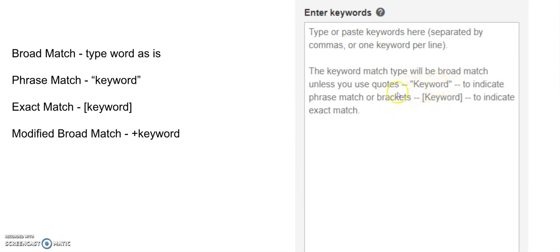If you want exact match, you would put brackets. And I added here, although it doesn't show in Bing, the modified broad match, where you put the plus sign before the keyword. So very, very simple. Just make sure you do that, because if you just throw words in there and don't specify the match type, you're going to be targeting very broad.